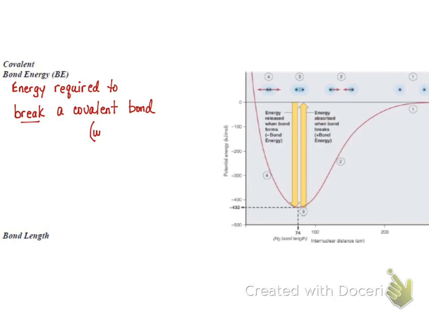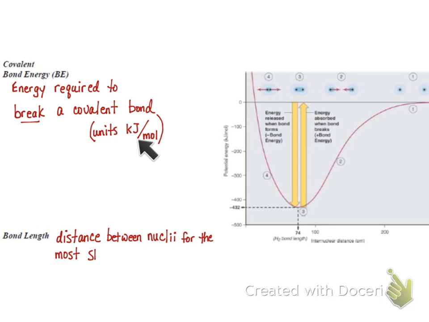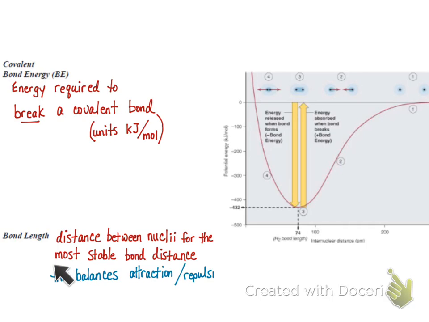So the covalent bond energy is the energy that's required to break a covalent bond. It's typically in units of kilojoules per mole. And the distance between the nuclei is the bond length. This is the most stable distance. It balances the attraction that the atoms feel with the repulsion that happens if the nuclei get too close together.